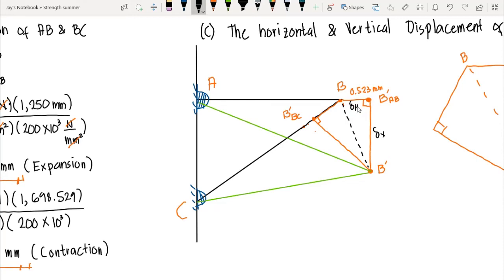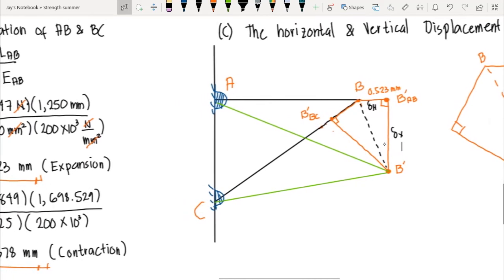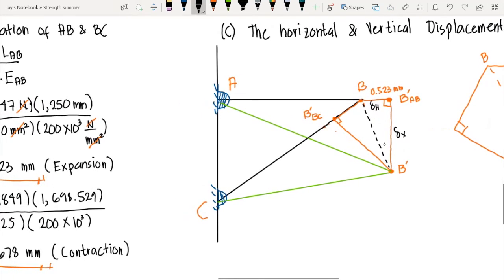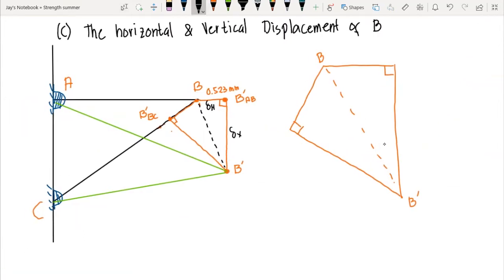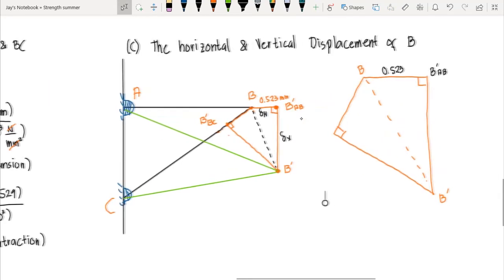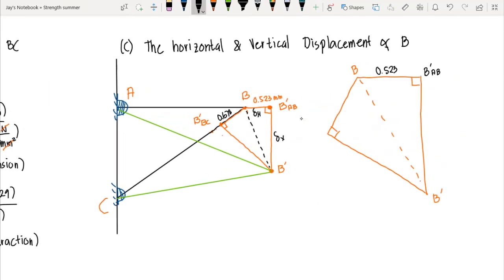But the length of deformation is this broken line here. Okay? This is the total deformation. So if we isolate this whole deformation diagram of our B, we have here 0.523, and this is the movement of B relative to AB. And since this is a contraction, it has a deformation value of 0.678. So therefore this is 0.678 millimeter.